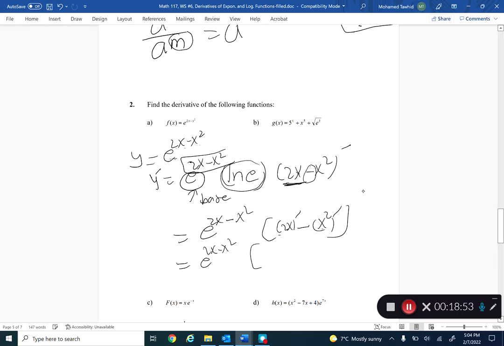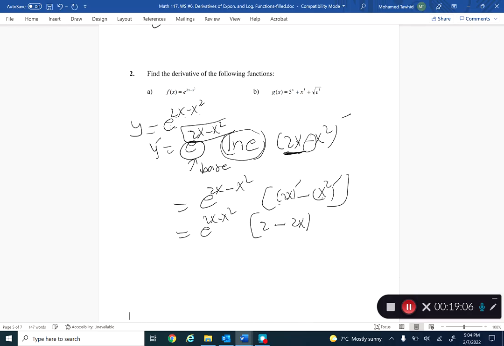I can grab 2 out. Then you have x prime. What is x prime? It is 1. Very good. What is the derivative of x squared? You have 2x. Then I leave it as it is. So let us solve this b.